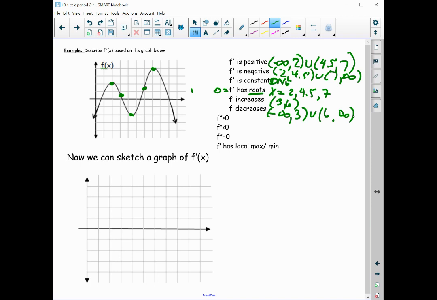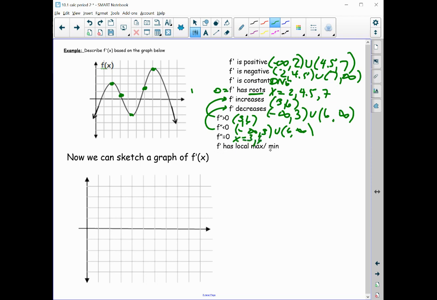f prime is decreasing. Now, f double prime being positive, that is the same question as f prime increasing. F double prime being negative means f prime decreases. And f double prime is 0 would be any place we change concavity. So that's going to be x equals 3 and 6.